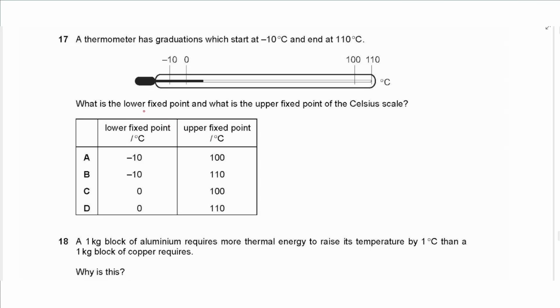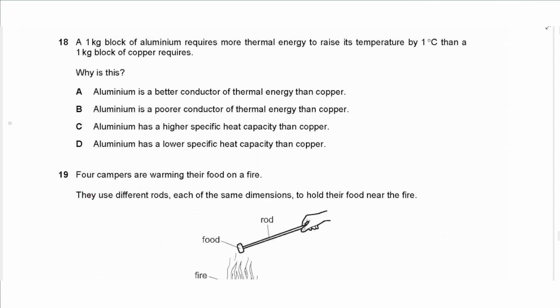What is the lower fixed point and what is the upper fixed point of the Celsius scale? These are the points of the melting and boiling of pure water. So the lower fixed point is 0, the melting point of ice, and the upper point is boiling of water, which is 100 degrees Celsius. So we choose C.